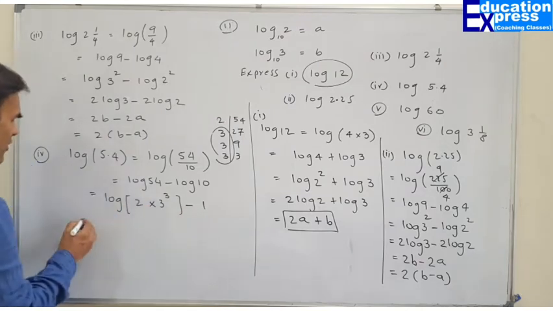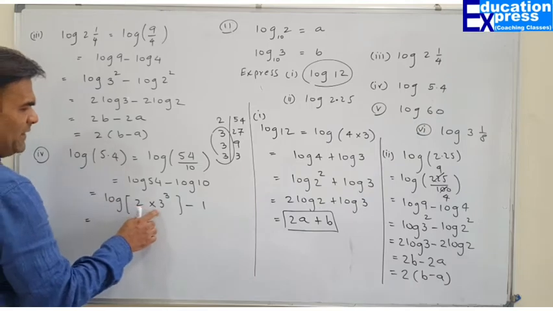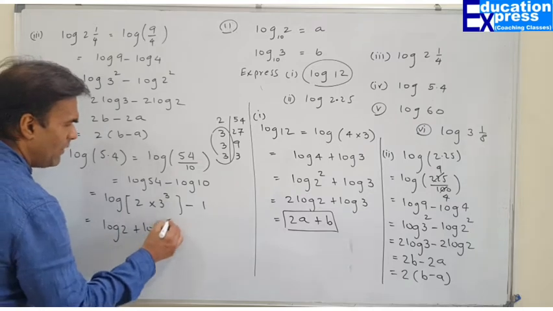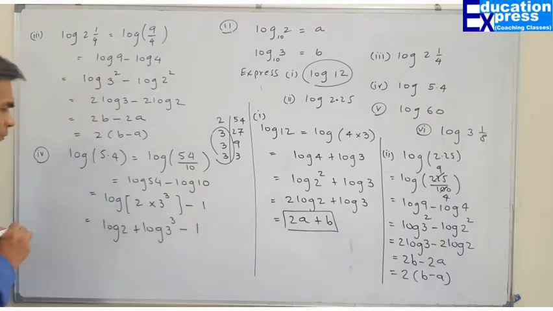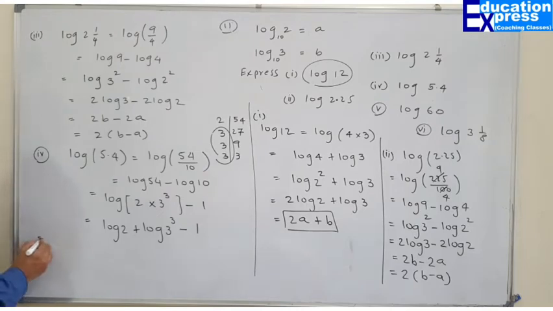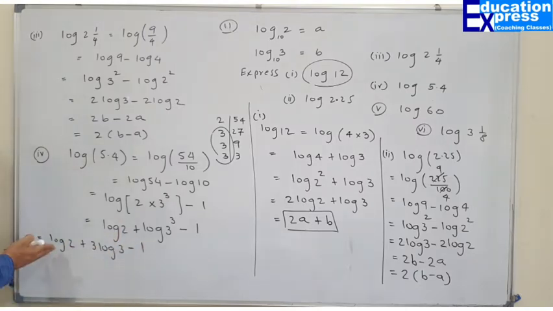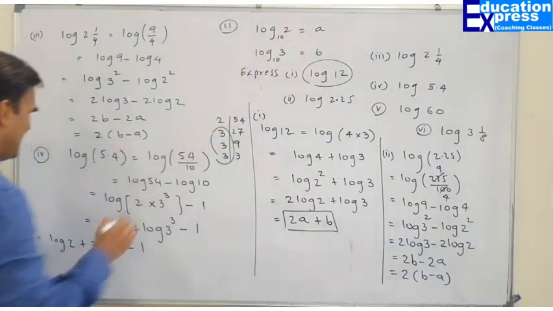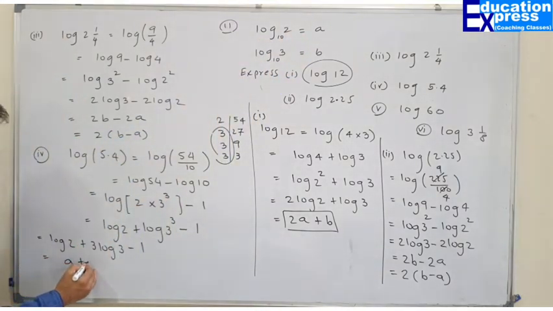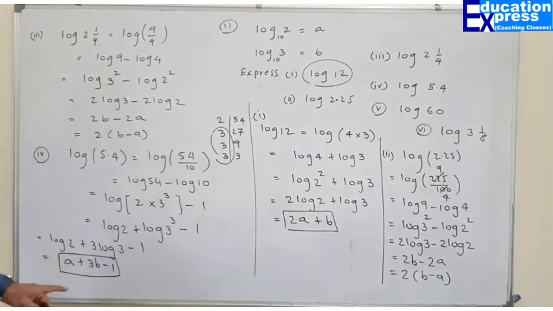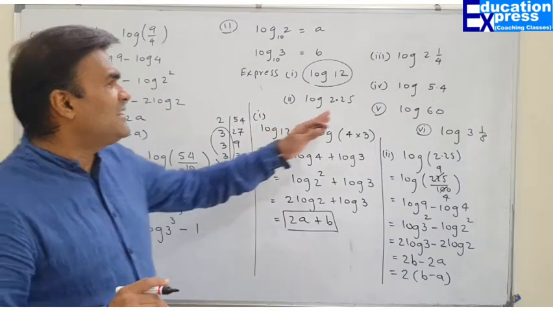What is the next step that we are going to do? So log AB. So that would be log A plus log B minus 1. So my dear friends, what is the next step? So log 2 plus 3 log 3 minus 1. Please substitute the value. Log 2 is A, plus 3 log 3 is B, minus 1.